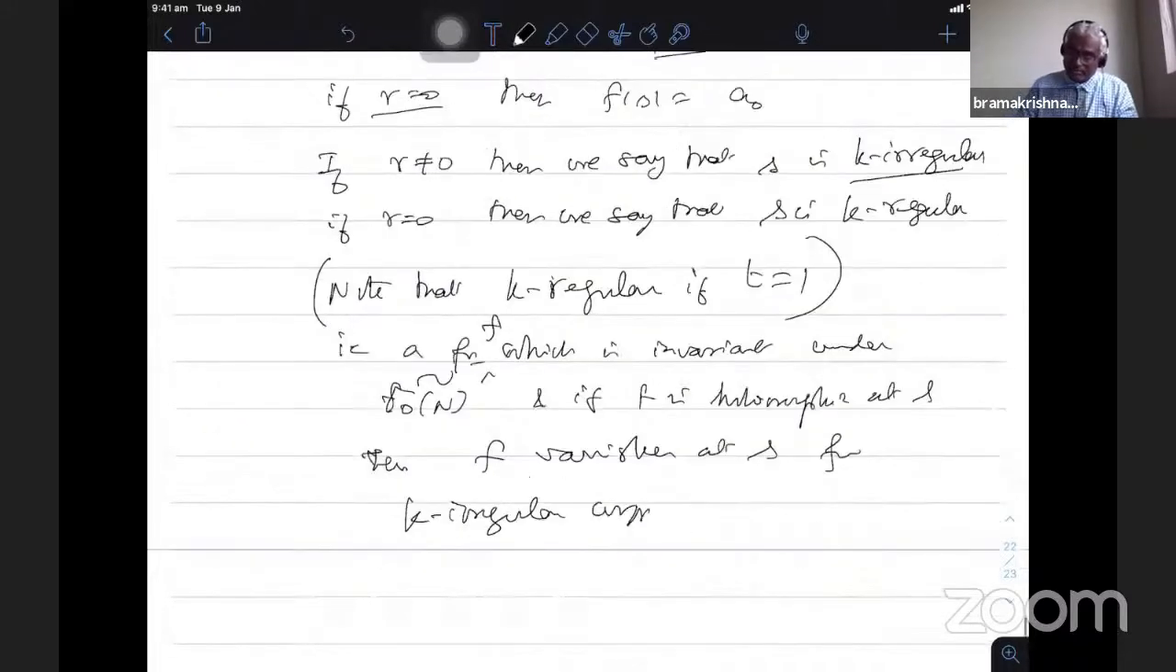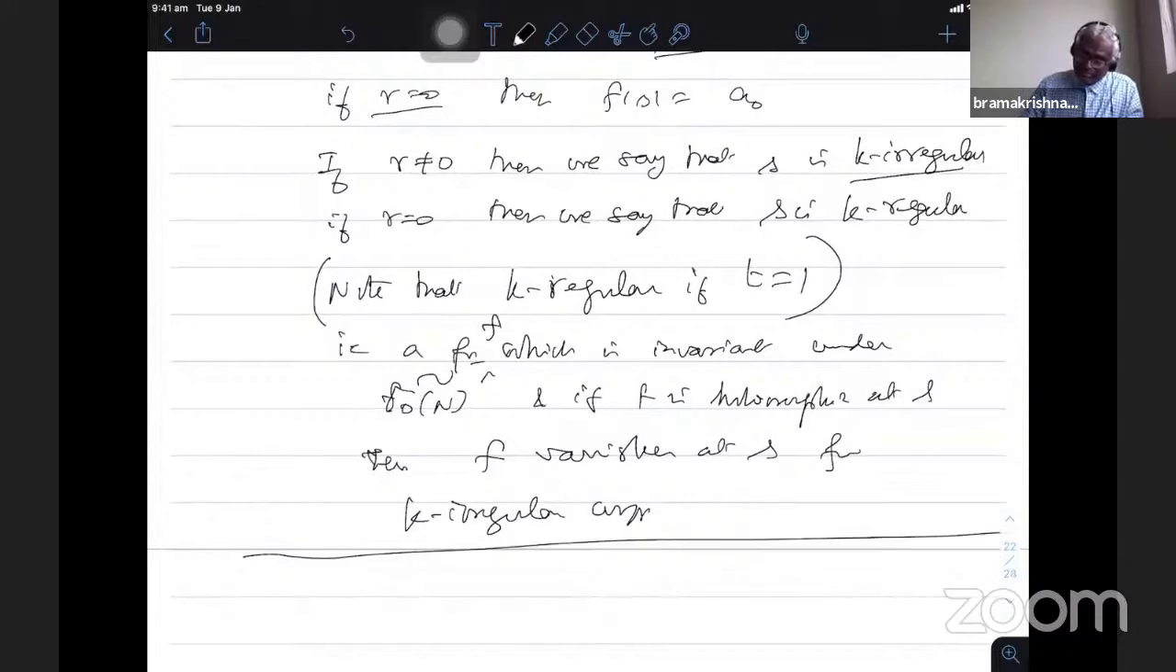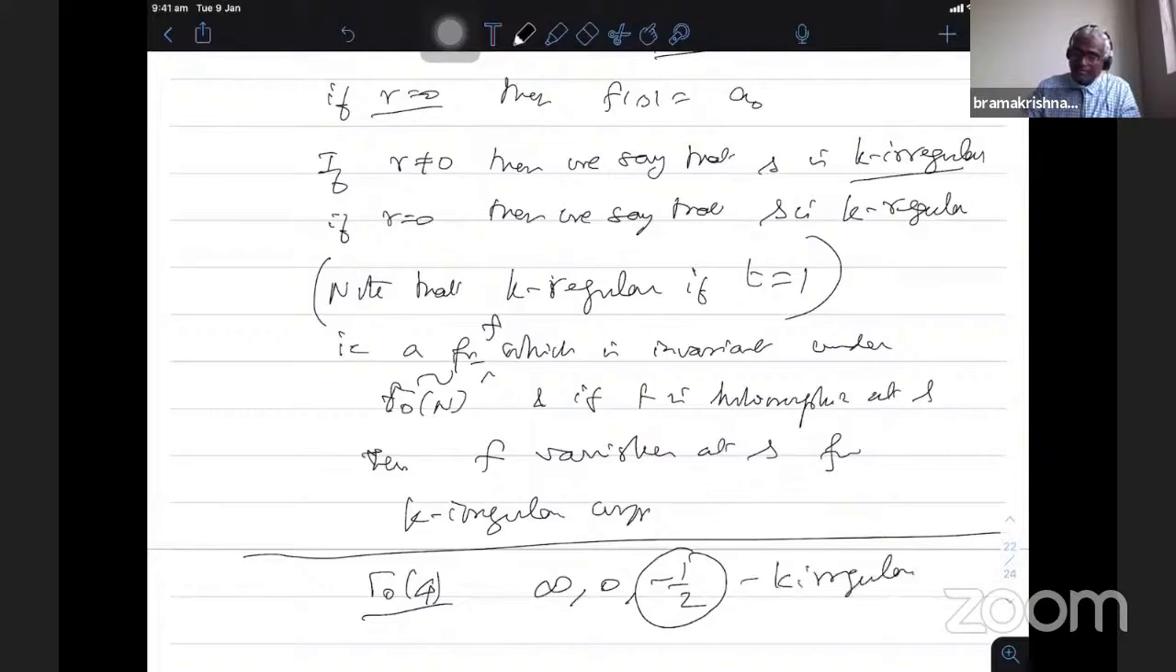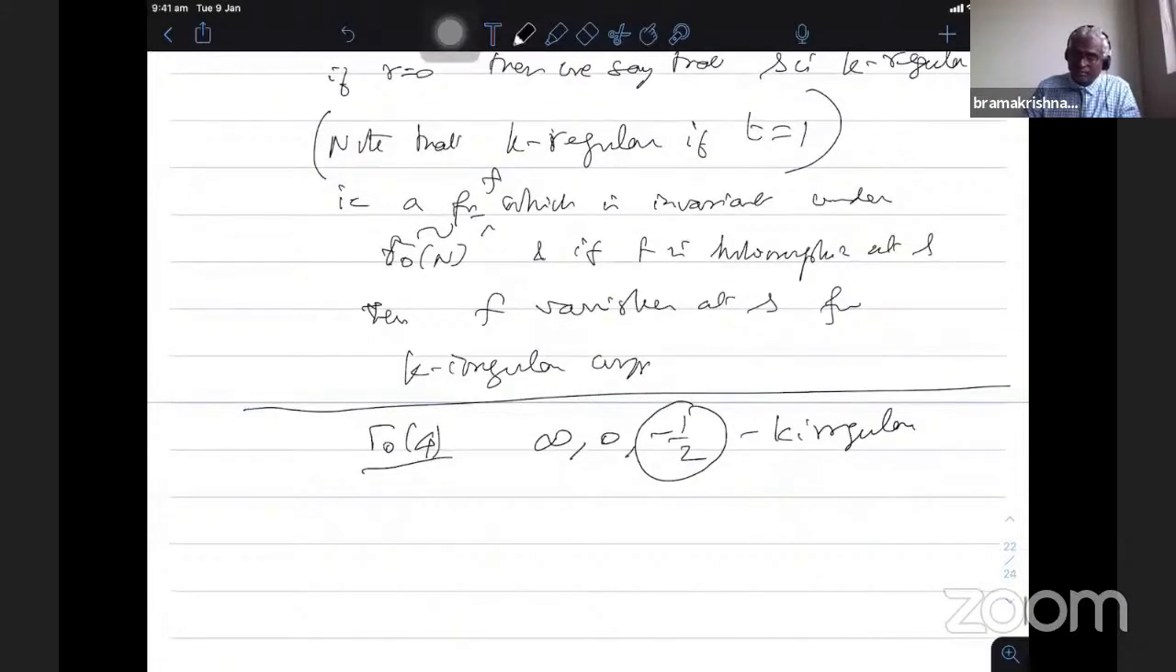Therefore, as I told you, when you consider gamma 0 4, it has cusps infinity, 0 and minus 1 by 2. These are the three cusps, and minus 1 by 2 will be k irregular. So any holomorphic function will vanish at minus 1 by 2. Therefore we need only the vanishing condition for the rest of the two cusps, so the codimension in this case is 2. So we have to count the number of k irregular cusps to get the dimension of the Eisenstein space.